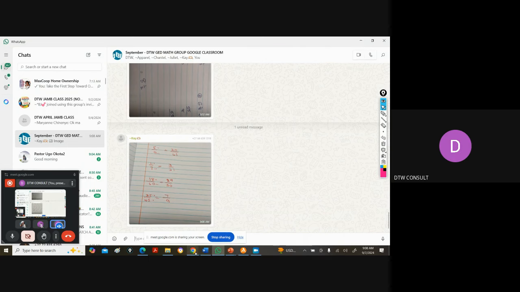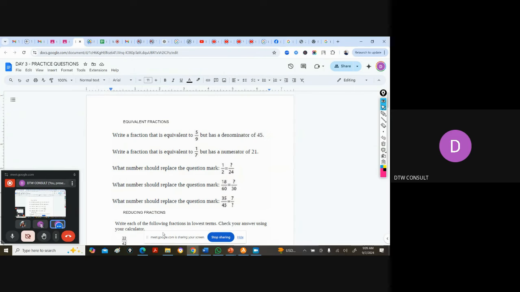All right, so let's look at it together now. So you're looking at equivalent fractions. It says write a fraction that is equivalent to 5 over 9, but has a denominator of 45. Equivalent fractions are fractions that are the same. When you divide them, they give you the same thing, but the denominator and the numerator might be different. It says it has a denominator of 45, so they've given you a clue. So what will be the numerator?